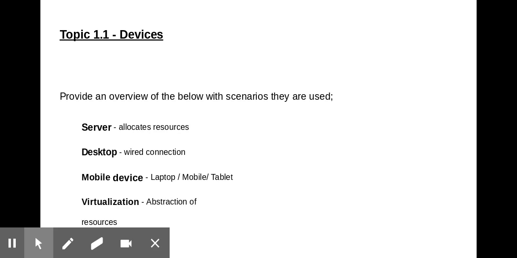And then virtualization. So in terms of the context of this course, virtualization is an abstraction of resources. So that's quite a broad definition. So dual booting a laptop, for example, is an example of virtualization because it's separating the storage on that laptop into 2 operating systems. So it's an abstraction of resources.